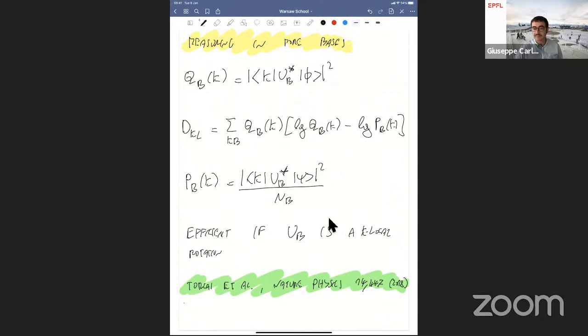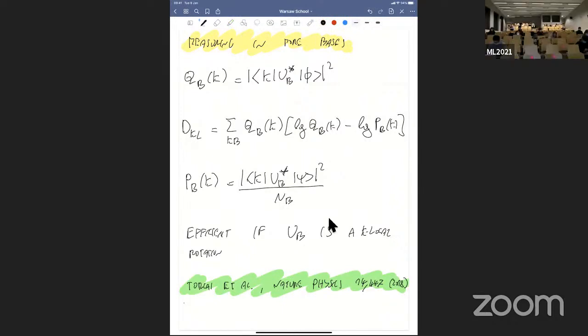Okay, yeah. There's another question. Hi, Giuseppe. I think I missed the motivation of measuring in more bases. Practically, would it be better to have more samples in a single basis?